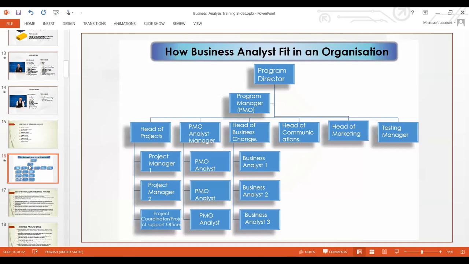Now let's see how a business analyst fits in an organization. Looking at this organizational chart, from the program director down, you have a program manager. From the program manager down, you have a head of projects, a PMO analyst manager, a head of business change, a head of communication, a head of marketing, and the testing manager.